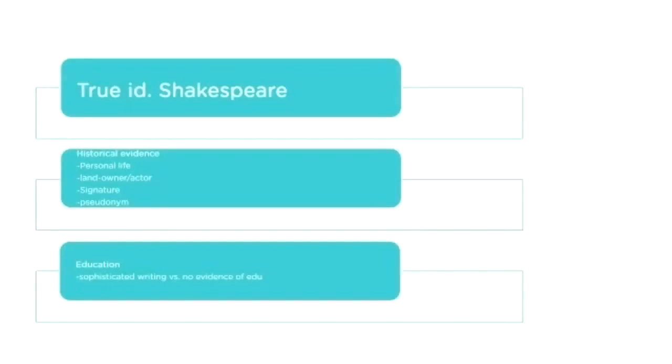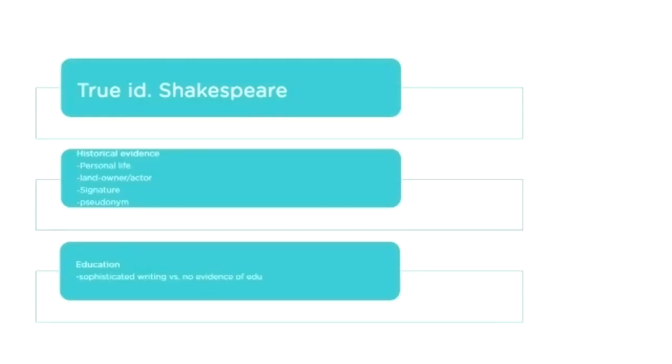Okay, moving on to a sample structure. So I would introduce the lecture, which talks about the true identity of Shakespeare. Then I would introduce the historical evidence of Shakespeare's identity and talk about personal life, historical references to his status as a landowner and actor. I would mention the 6 signatures, and I would mention the possibility of a pseudonym.